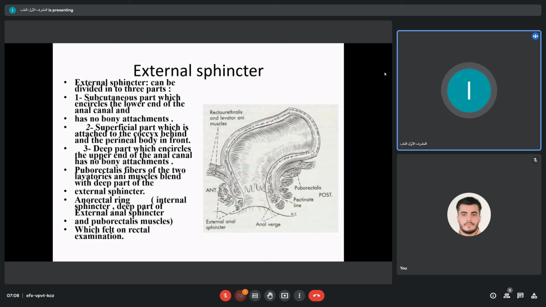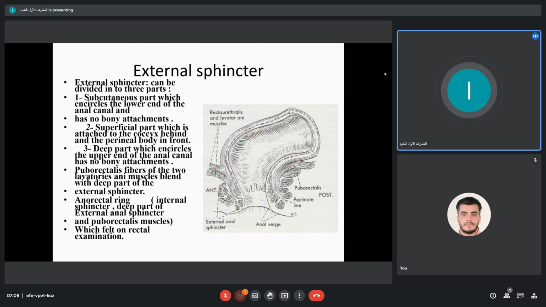The external sphincter can be divided into three parts. First, the superficial cutaneous part, which encircles the lower end of the anal canal and has no bony attachment. This is the first part of the external sphincter. The second part, the superficial part, is attached to the coccyx, meaning attached to the bone behind and the perineal body in the front. So there is a bony attachment for this part. The third part is the deep part, which encircles the upper end of the anal canal and has no bony attachments.